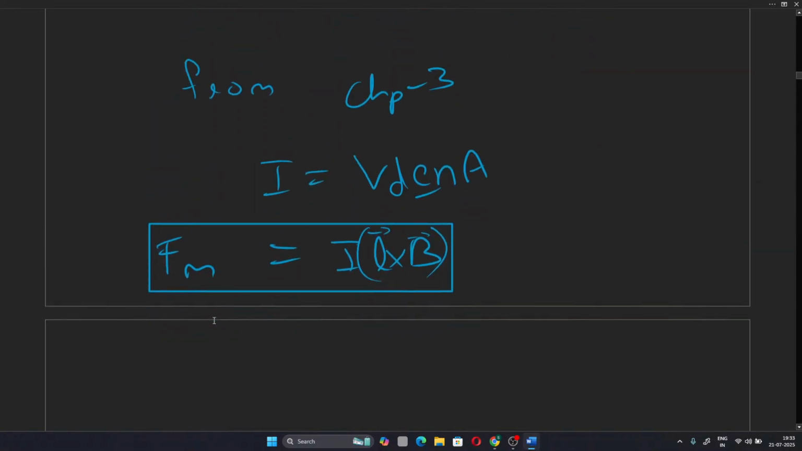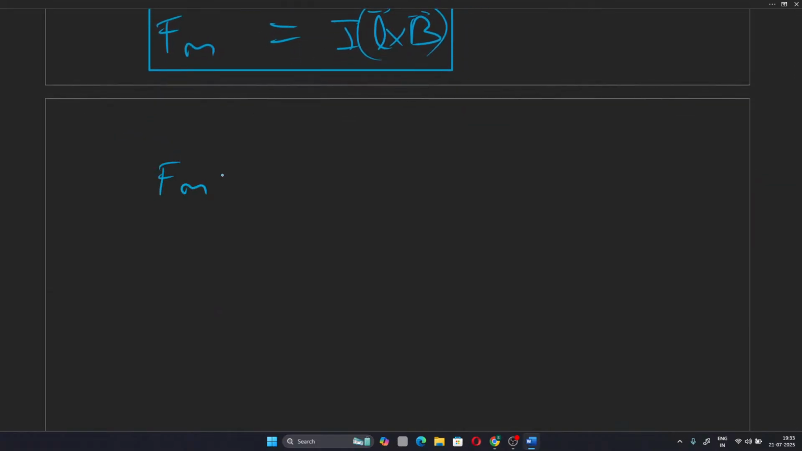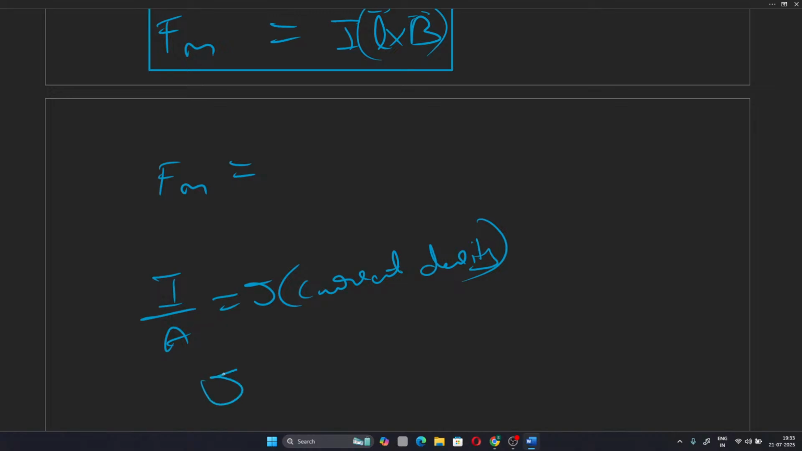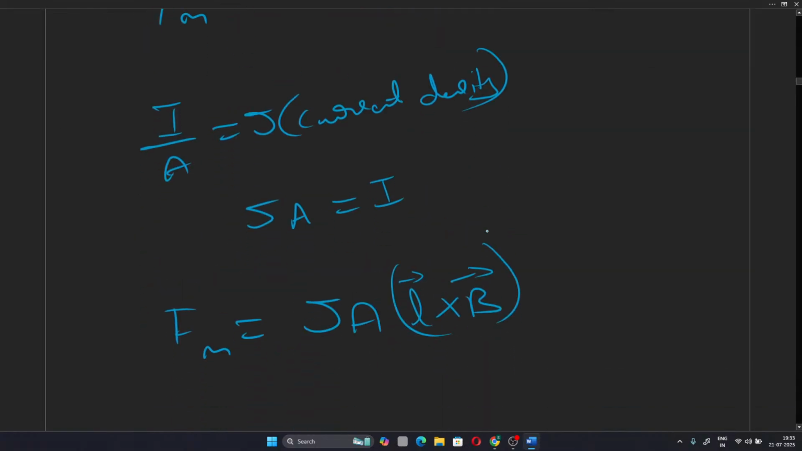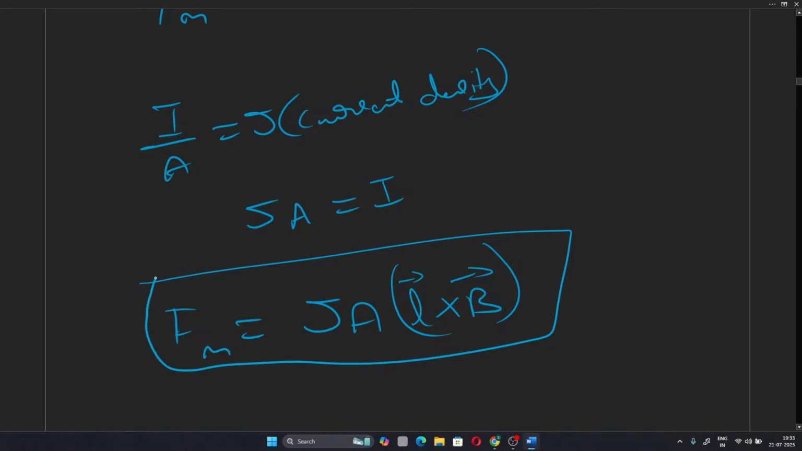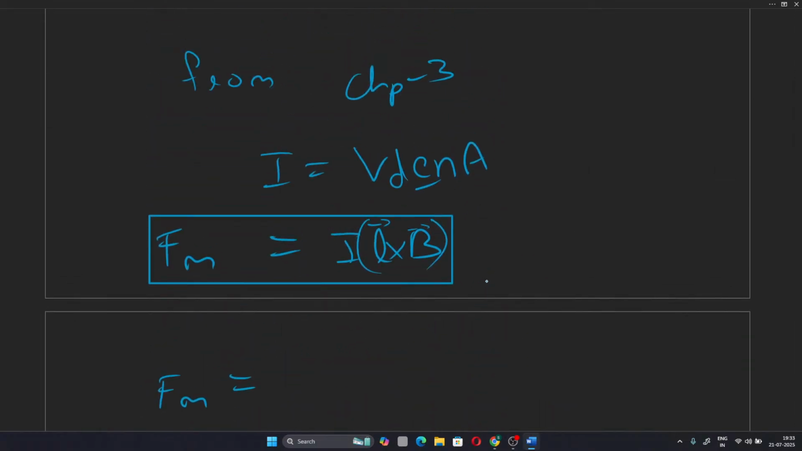Another way of writing it is in terms of the current density, where I by A equals current density J. We can write J times A, which equals I. Substituting it, we will get the magnetic force, which equals current density times A times L cross B. But mostly this equation is the final answer.